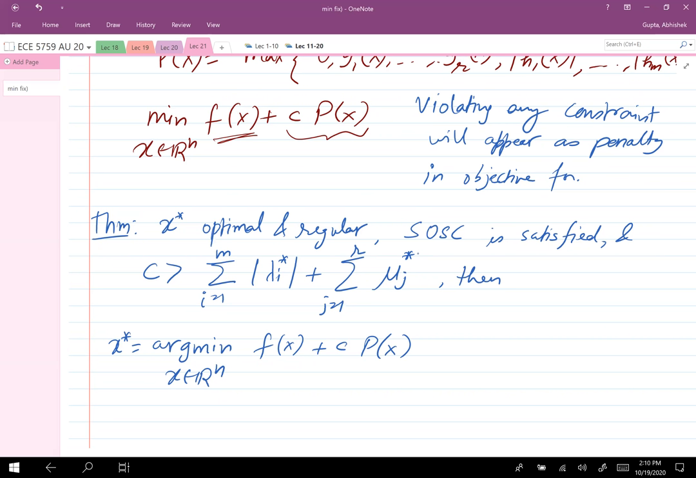Okay, so you have an optimal and regular point, second order sufficient condition is satisfied, and your C is sufficiently large. Well, what's the meaning of sufficiently large here? It should be greater than the sum of absolute value of all the Lagrange multipliers of the problem. Remember, mu j star is always non-negative. Lambda i star could be positive or negative, so that's why you take the absolute value. And as long as C is strictly greater than the sum, what you're guaranteed is X star is going to be an unconstrained minimum of the objective function plus the penalty function.